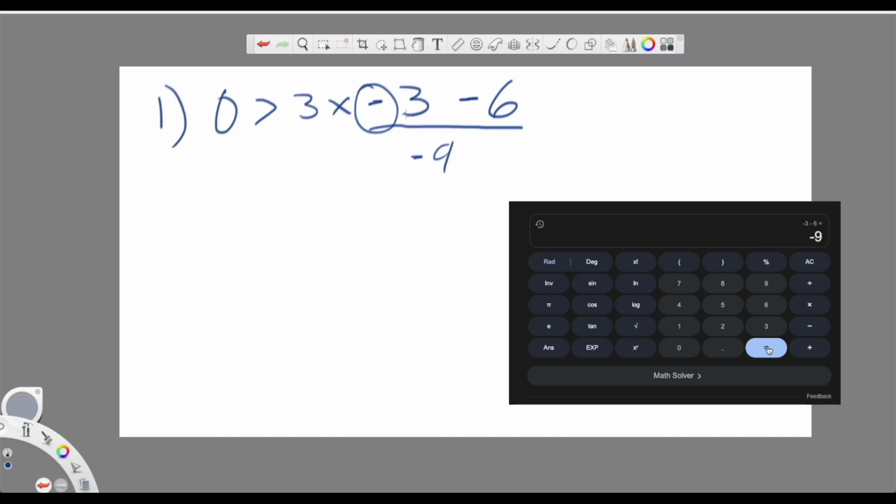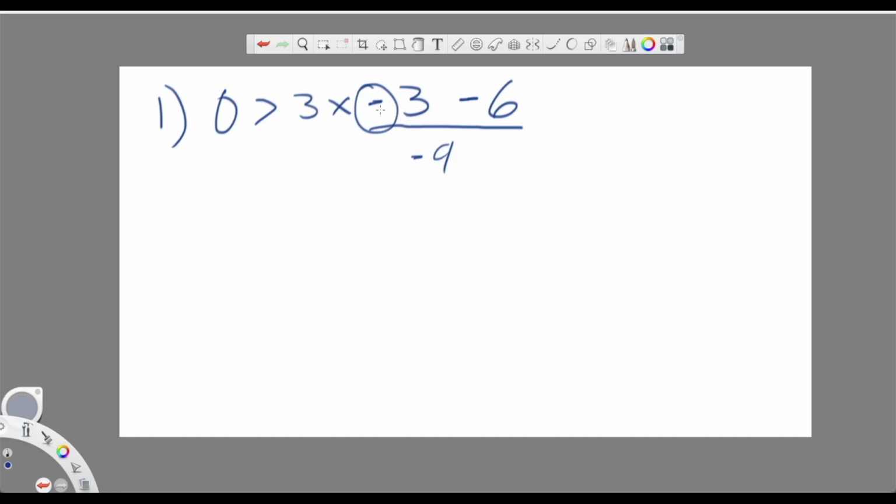Don't mistake this 3 as a positive 3. Any number that has a negative to the left of it is a part of that number. So this will always be negative 3 and this will always be negative 6. After that, we're going to drop everything else. So 0 is greater than 3x.